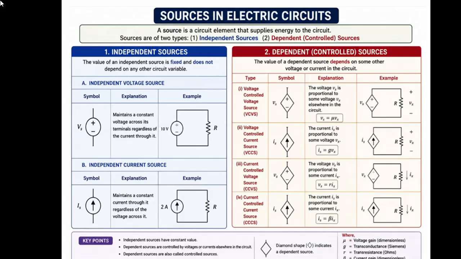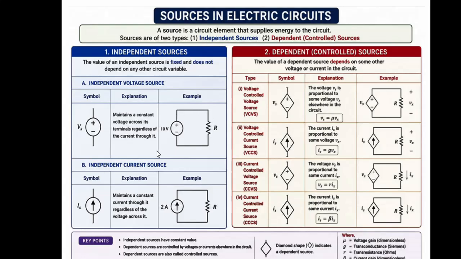First, we will define what is an independent voltage source. The independent voltage source maintains a constant voltage across its terminals regardless of the current through it. So, this is the symbol for the independent voltage source. Here we can see an example of how we connect the independent source to the resistor. This independent voltage source is connected in series with the resistor.